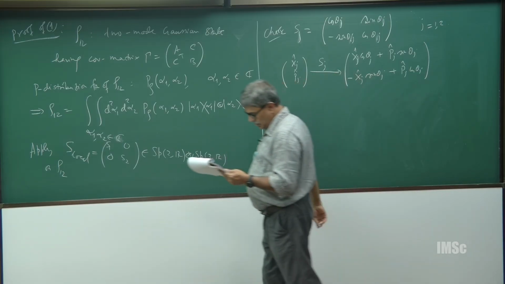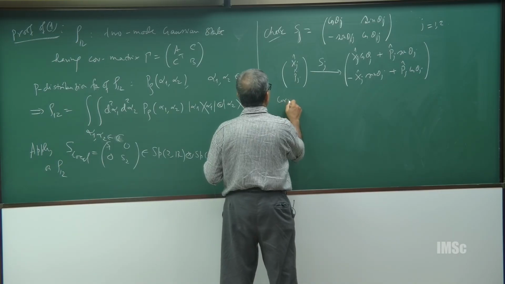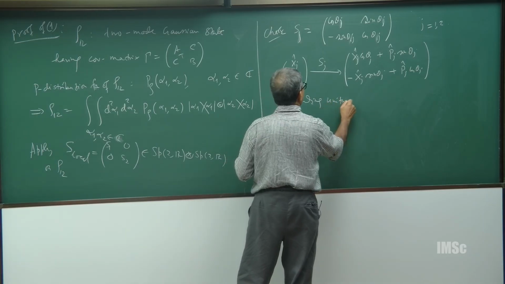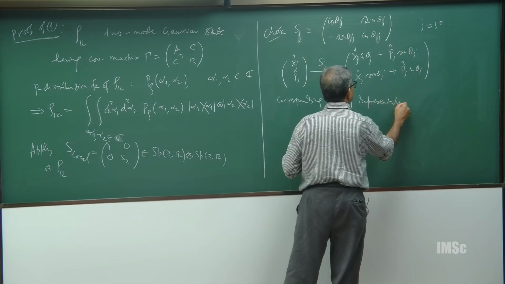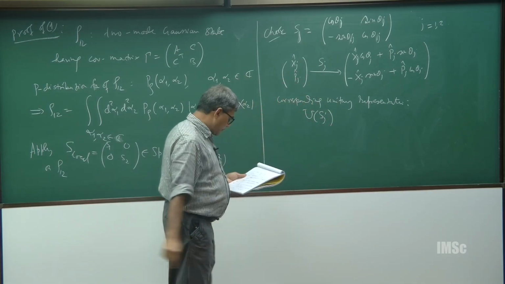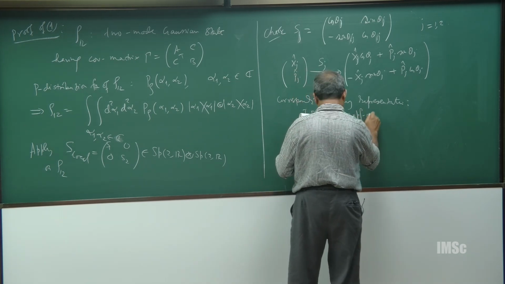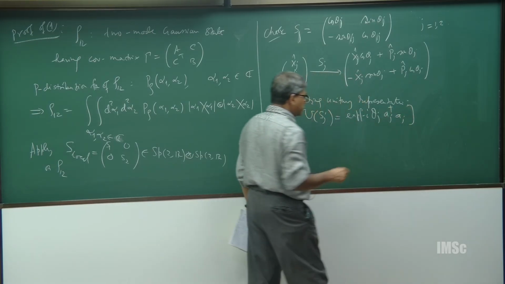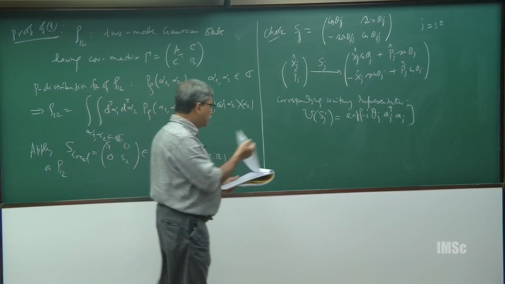This is what it will have, and the corresponding unitary representation, this is U of S_j, and this you can take as exponential of minus iota theta_j a_j dagger a_j, right. This is basically the rotation. Okay. Right.